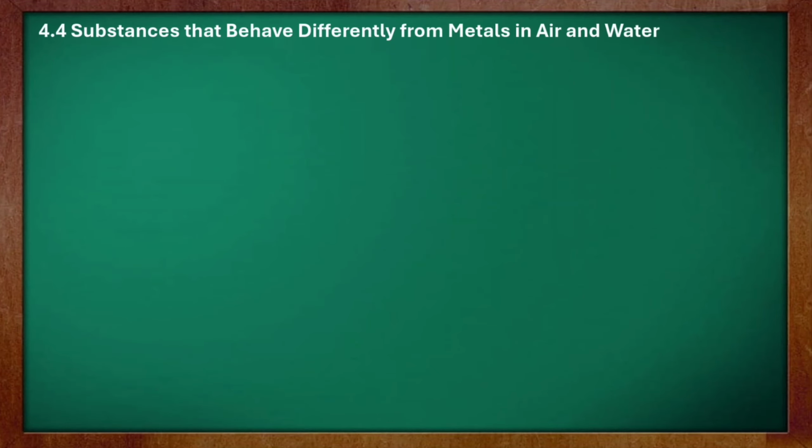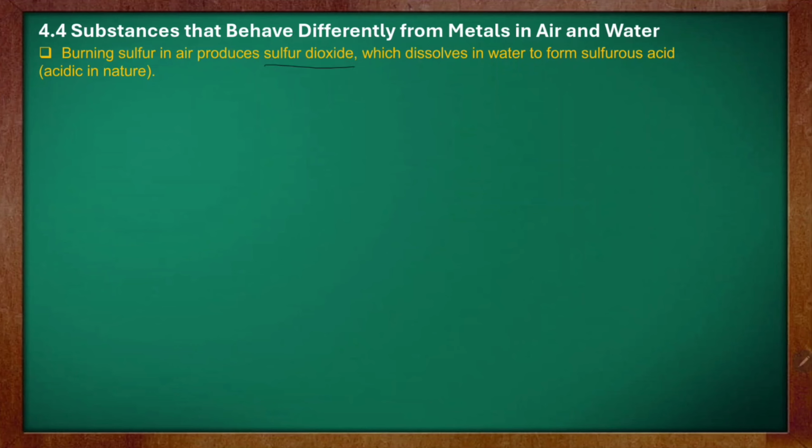Now let us see substances that behave differently from metals in air and water. Under this, we again conducted one experiment where we burned sulfur in a deflagrating spoon, a long spoon which we have made. The gas formed after burning the sulfur was trapped inside a glass jar, and after it mixed with water, we came to know that it produced sulfur dioxide. Burning sulfur produces sulfur dioxide, which dissolves in water to form sulfurous acid, and which is acidic in nature. Sulfur here is not a metal, that is why you will find it is acidic in nature.